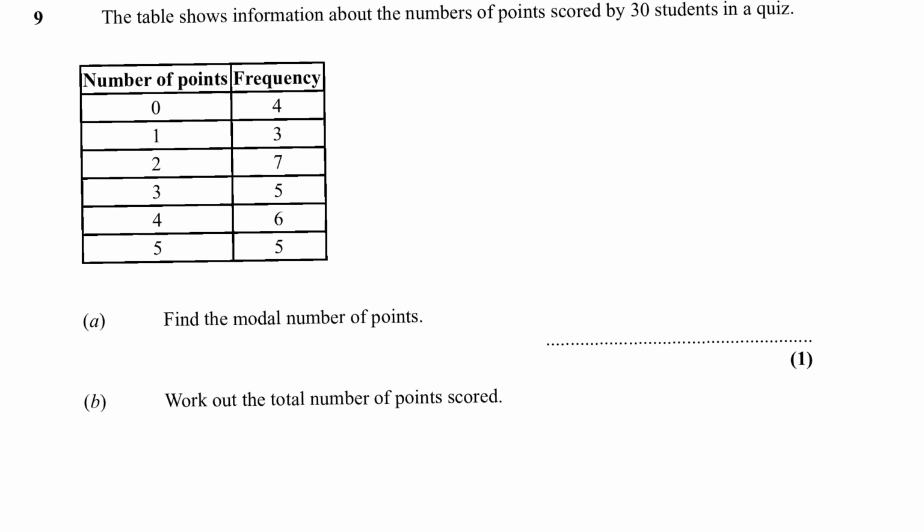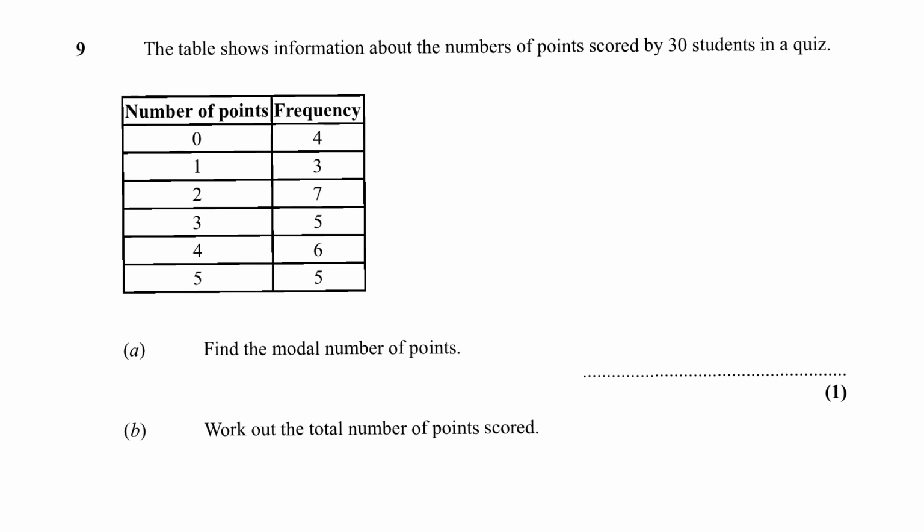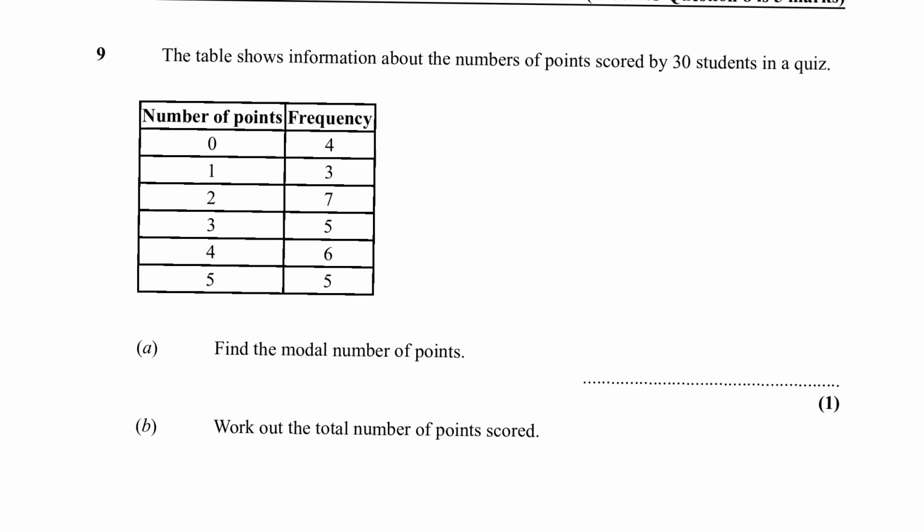Then it goes on to say in question 9, the table shows information about the number of points scored by 30 students in a quiz. So it wants us to find the modal number of points. We've come across this term before, so mode, most common. In terms of frequency tables, your mode is the one with the highest frequency, because if you've got the highest frequency, it's the most common. So the one with the highest frequency is 2 points, because it's got 7. So the modal number of points would be 2.